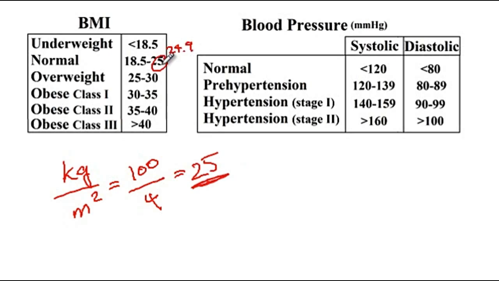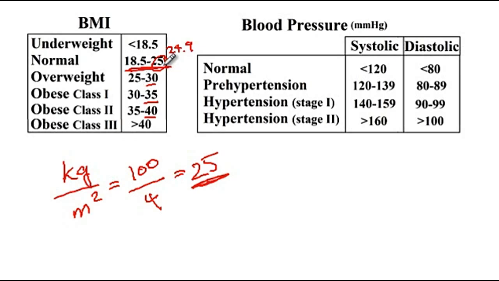24.9. So here I just rounded the numbers, but the actual value should be 24.9, 29.9 for overweight, 34.9 for class 1 obesity, 39.9, and so on. So for the normal range, it's 18.5 to 24.9.